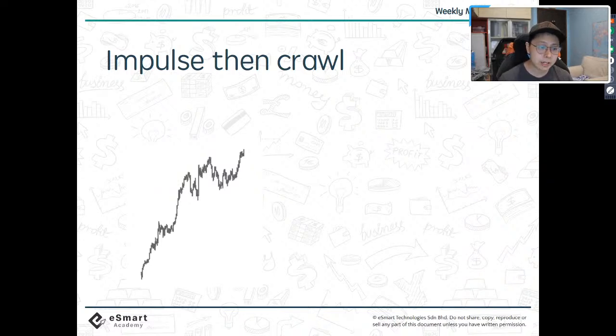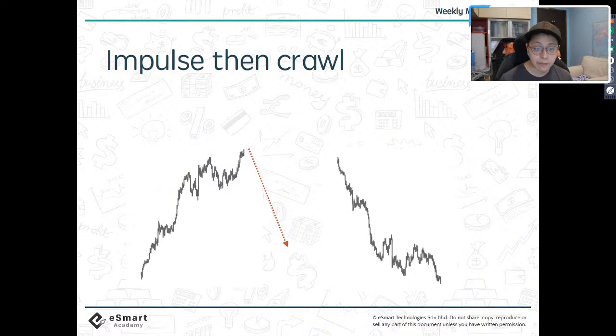So if you see this going up and then it starts to crawl higher, there's a lack of momentum. So what we are interested in is to look for the reversal to the downside, and vice versa, of course. If it's coming down and starts to slow down, then we'll look for the upside.